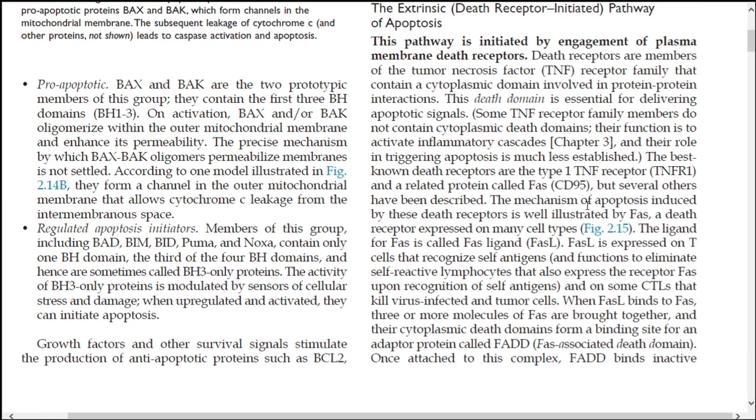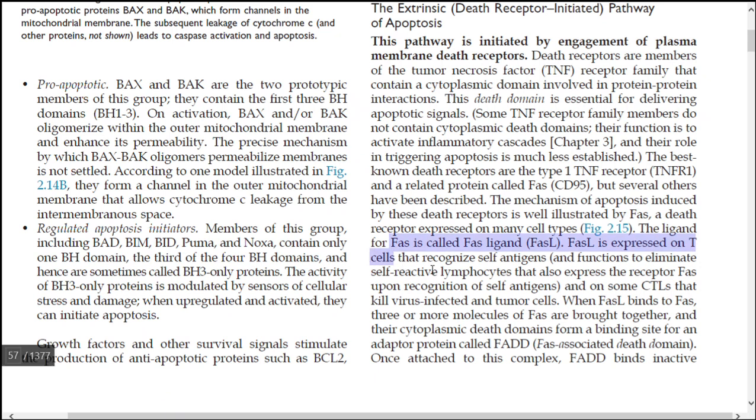The mechanism of apoptosis induced by these death receptors is well illustrated by FAS. The ligand for FAS is called FAS ligand, FASL. FASL is expressed on T cells that recognize self-antigen, and its function is to eliminate self-reactive cells. So FASL is a ligand, and it is expressed on T lymphocytes. Very important, T cells. What will these T cells do?